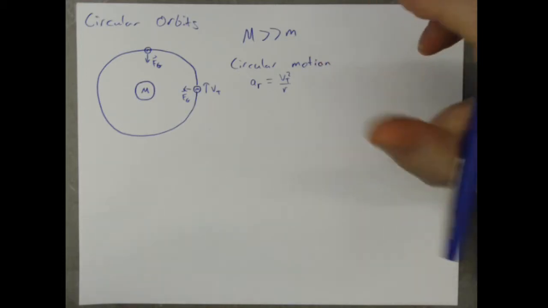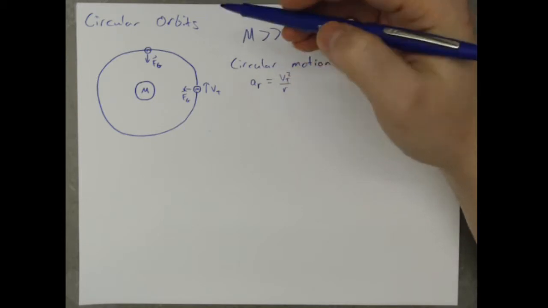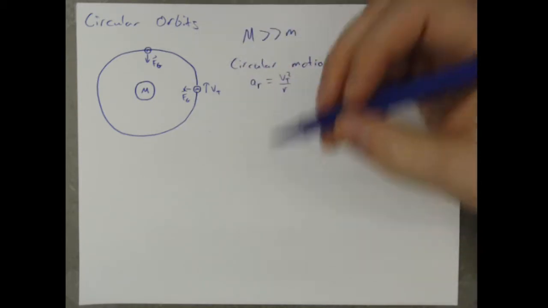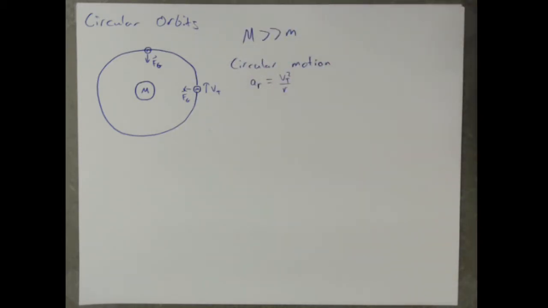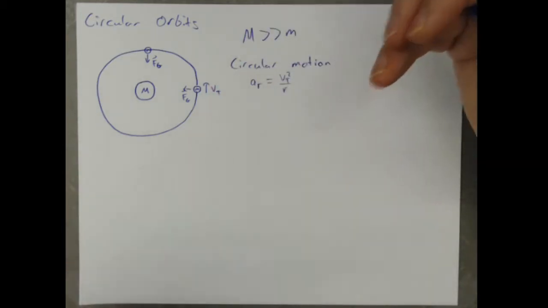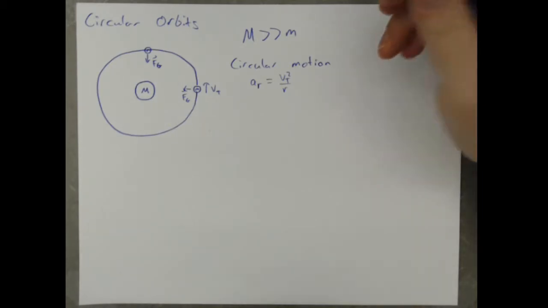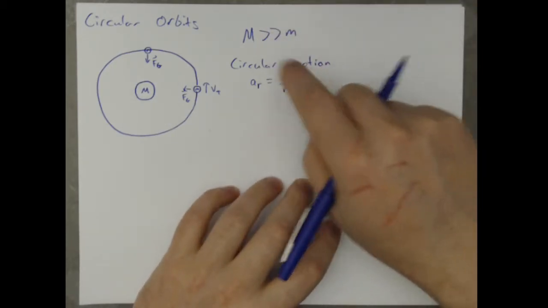Now, any sort of actual orbit will not be perfectly circular. So when we're using circular orbits, we're using an approximation. And the more asymmetric the orbit is, the more we would have to then talk about elliptical orbits, which will be the next video. So circular motion, doing that.